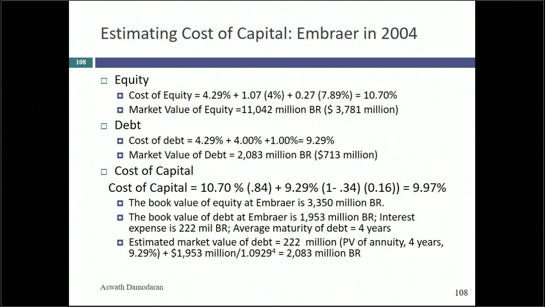Cost of debt, I started with the same risk-free rate, 4.29%. I added 1% based on the synthetic rating in the interest coverage ratio, and 4% because Brazil is a risky country. I get 9.29%. I multiplied by 1 minus the tax rate, which in 2004 for Brazil was 34%, the marginal tax rate. That's my after-tax cost of debt. My market value of debt was 2,083 million.